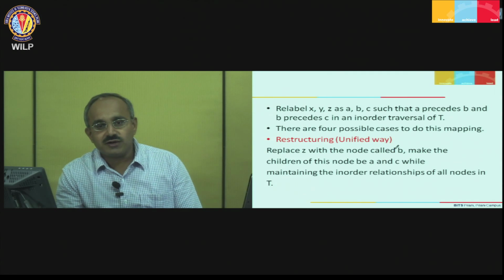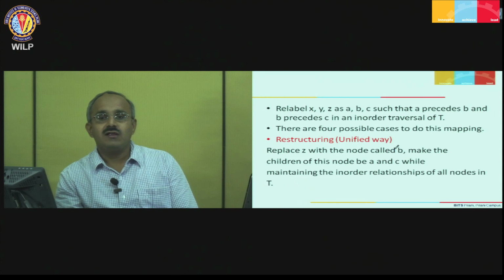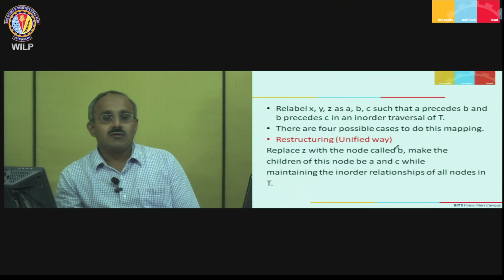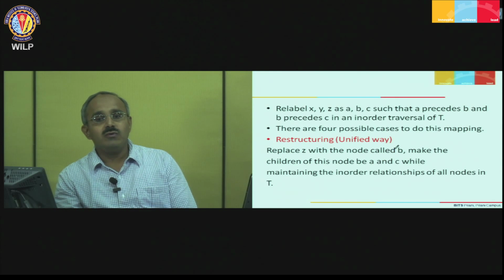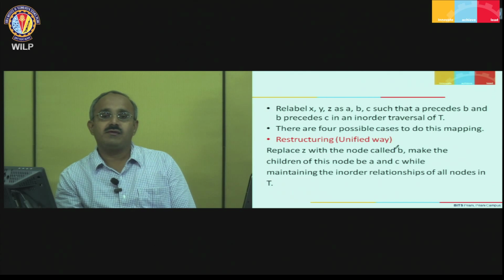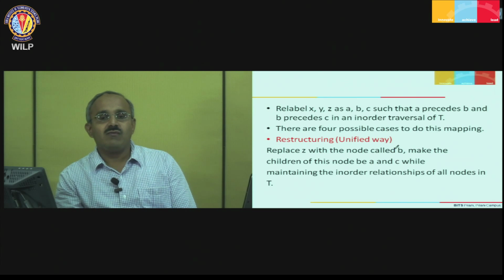In tri-node restructuring, we are going to relabel X, Y, Z as A, B, C, such that A precedes B and B precedes C in an in-order traversal of the tree. We will see that there are 4 possible cases to do this mapping. We are going to try to give a unified way of restructuring which works for all the 4 cases. The unified way is going to be as follows. We are going to replace Z with the node called B, and make the children of this node A and C, while maintaining the in-order relationships of all nodes in T.